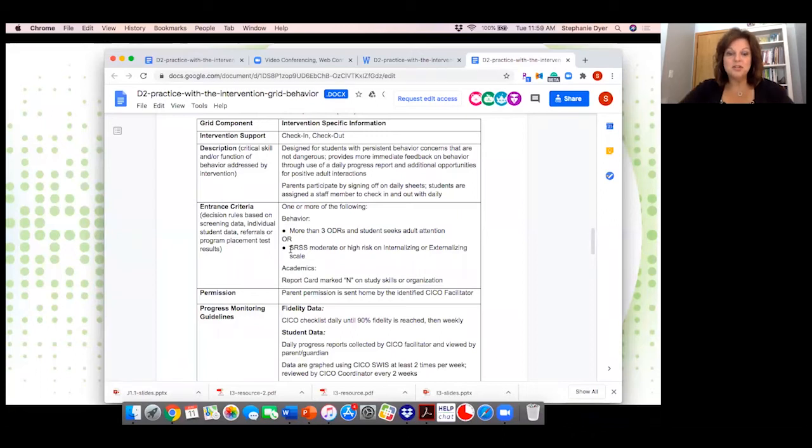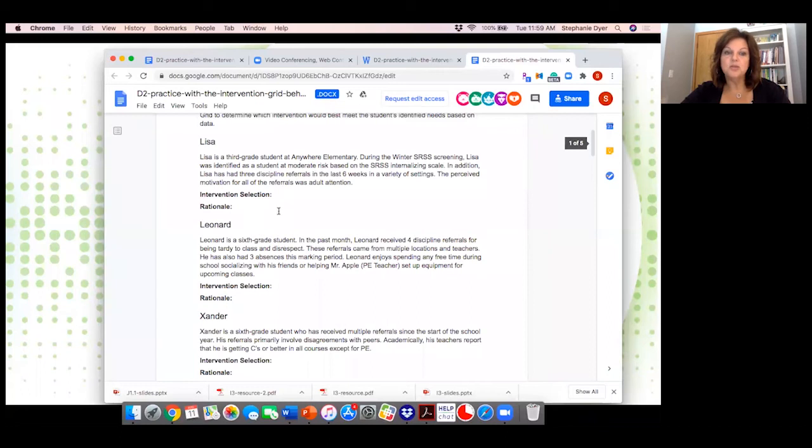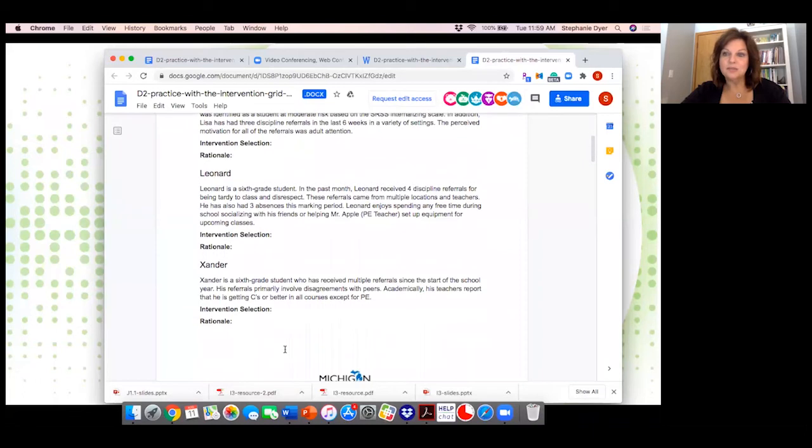Okay, so now it's your turn. If you go to the top of the page here, we did Lisa. So you are going to determine which intervention would be the best fit for Leonard and which one would be the best fit for Xander. And you can use this data and use the grid to help you make that determination.